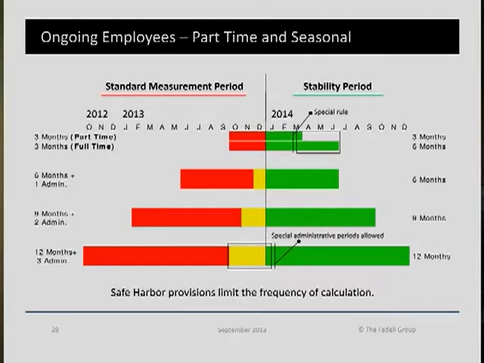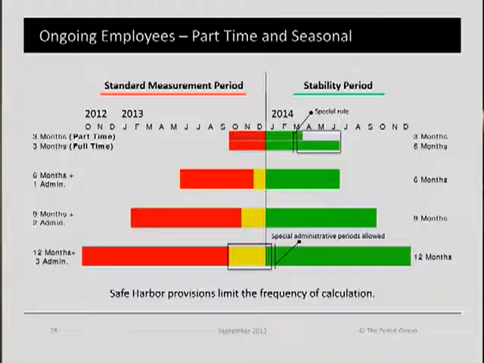So in that instance, on the left, we have 3 months during the standard measurement period. In one case, the employee is treated as part-time, so they would not need to be covered going forward during the stability period. But on the other hand, if they're full-time during the standard measurement period, they would need to be covered during the 6-month period. Okay, so that's how ongoing employees work.